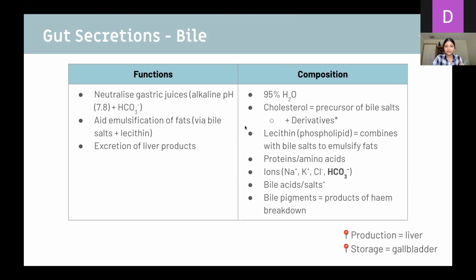But yeah, there's also lecithin, which is a phospholipid, and this is what actually helps you emulsify the fat. There's your proteins, amino acids, ions, and the one you really need to remember is bicarbonate because that's what helps neutralize your acids. You've got your bile acids and your salts, and bile pigments, which are actually products of heme breakdown. And a key thing to remember is that bile is made in the liver and it's stored in your gallbladder.